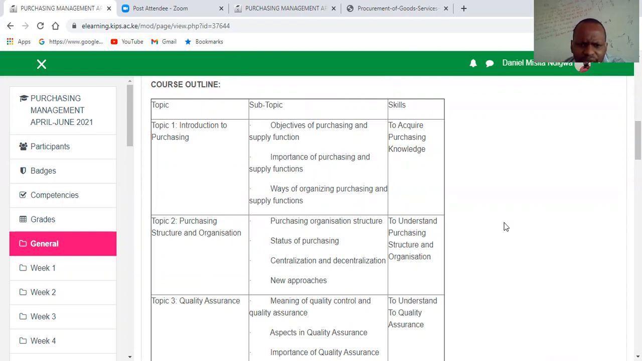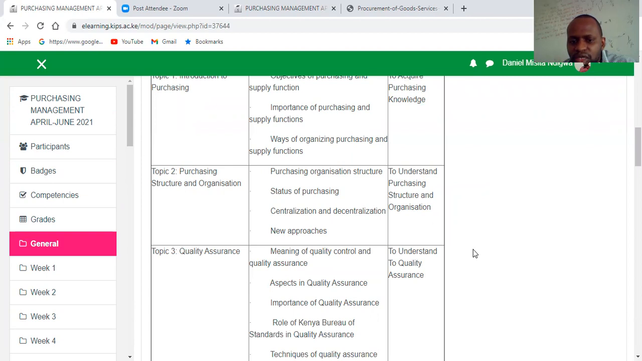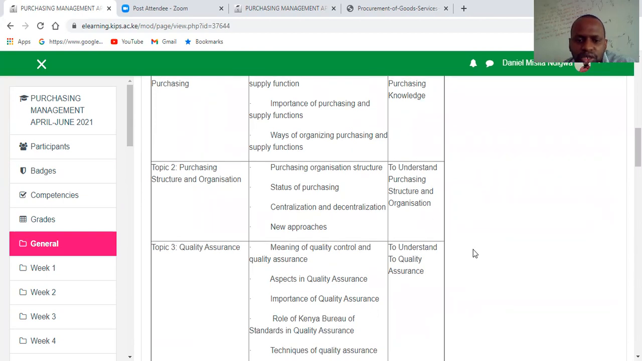The other important thing that we'll talk about here is topic 2, which is purchasing structure and organization. Here you will be able to understand the purchasing organization structure, the status of the purchasing department, centralization and decentralization, and the new approaches to purchasing.